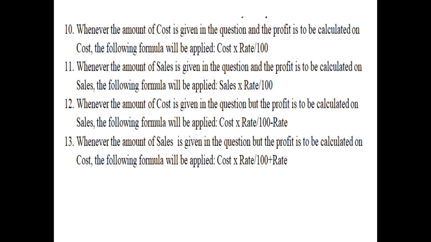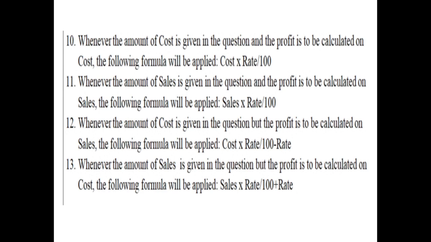Just like this, point number 13, whenever the amount of sales is given in the question but the profit is to be calculated on cost, the following formula will be applied. In this case, sales is given to you but profit is to be calculated on cost. So rather than deducting the rate, you will add the rate to 100. In this case, we will apply the formula sales multiplied by rate upon 100 plus rate.